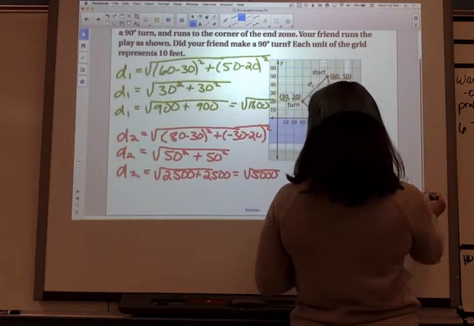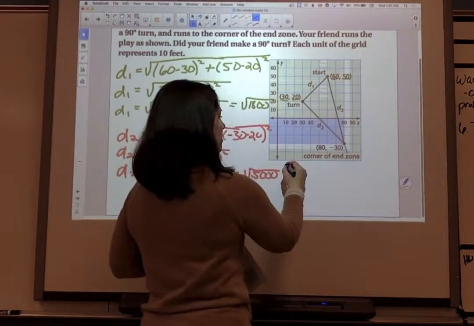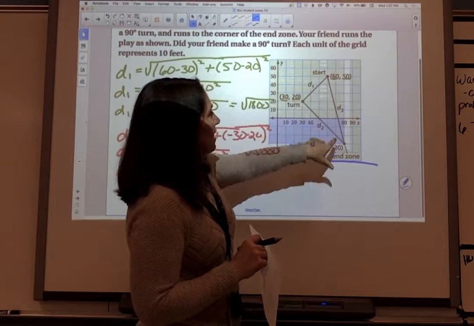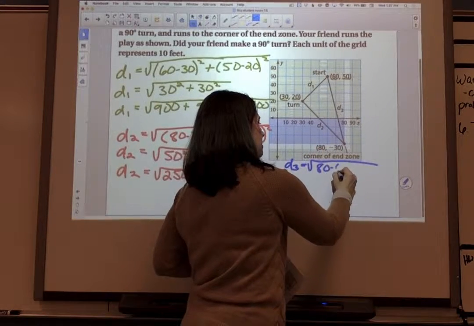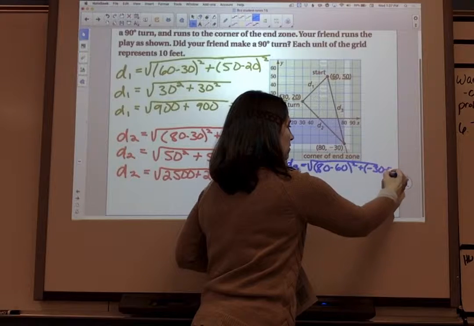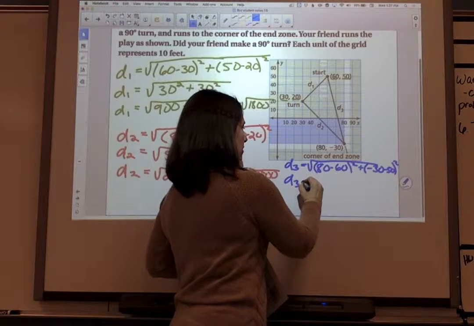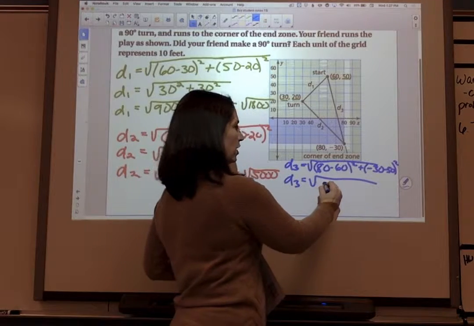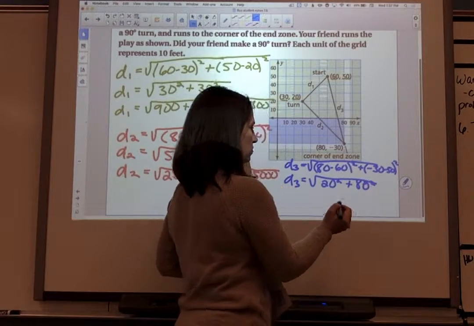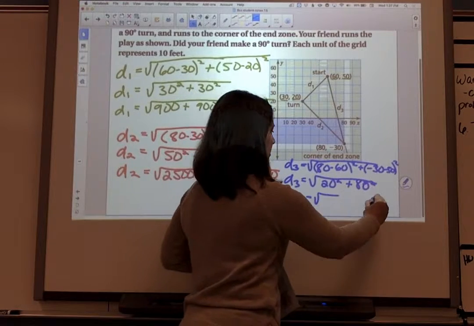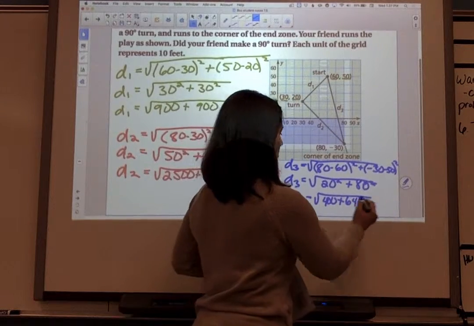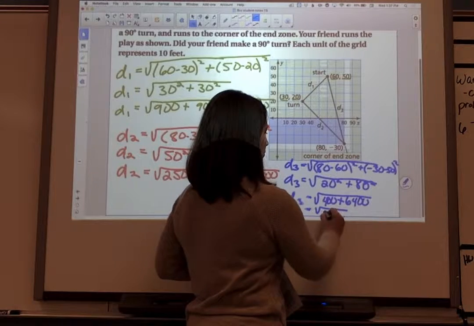Now let's find D3. Running out of room a little bit here, I'll do it right here. So D3 is the square root. Here we're looking at the difference between the x values, 80 and 60: 80 minus 60 squared, and then negative 30 minus 50 squared. So that's equal to the square root of 20 squared plus negative 30 minus 50, which is negative 80, squared. That's the square root of 400 plus 6,400. So D3 is the square root of 6,800.